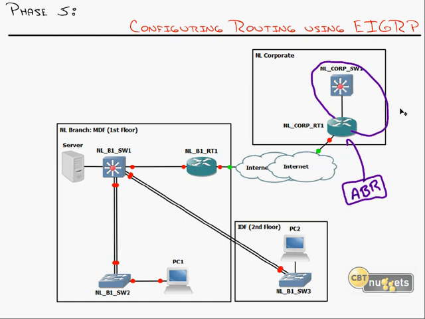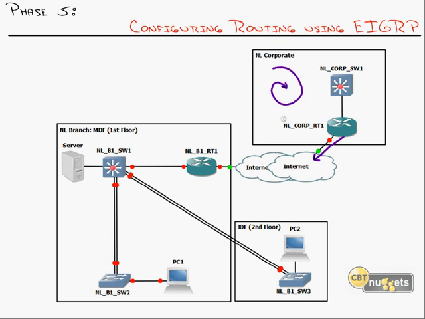In EIGRP, there's no concept of area, and they say, hey, you can summarize anywhere. So this gives us some more flexibility here. I'm going to have the corporate router be a summary point and send the route out this way, summarizing the corporate office into one advertisement. And then I'm going to have the branch office summarize its network out to the corporate from this point, because I can have two summary points. I can have as many summary points as I want in this environment.